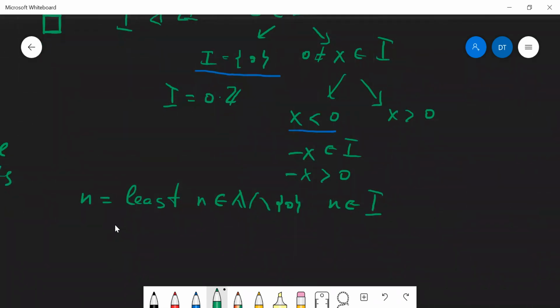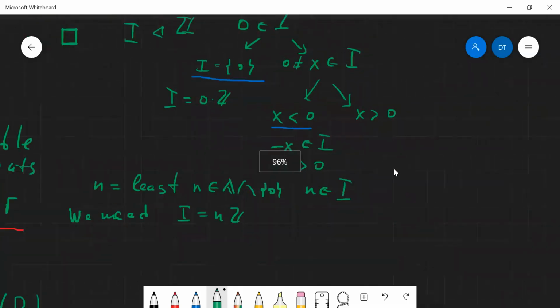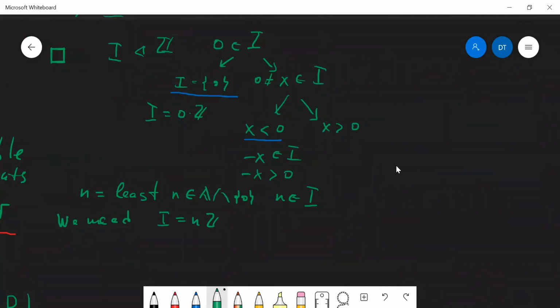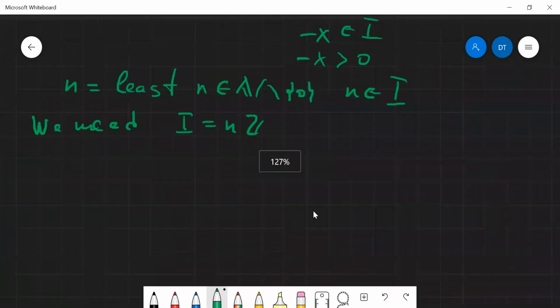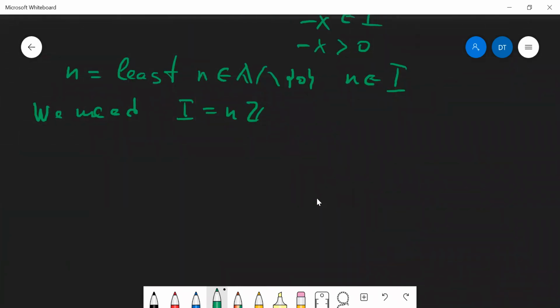So let me show that in this case, I is equal to nz. So we need to show that I is equal to nz. But just in case, are there any questions until now? Okay. So what do we know?